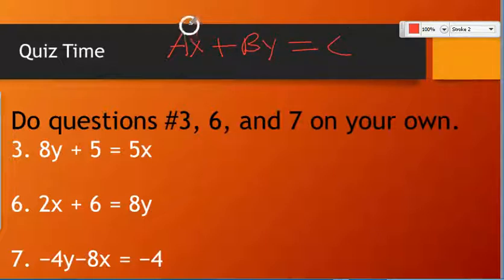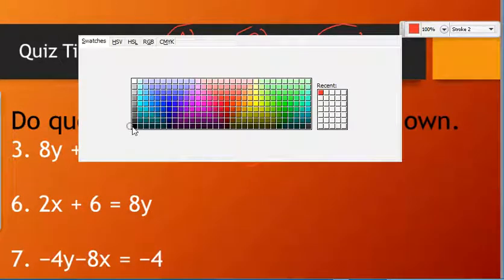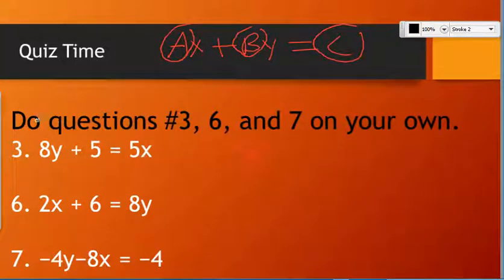Okay, the a and the b, those are our coefficients, and they can be negative. The c, that is our constant term, or the term that's just a number, and it also can be negative. So let's go ahead and look at number 3 first. It says 8. Oh, that color is not going to work out very well. Let's change to black. I think black will show up really good on this orange.